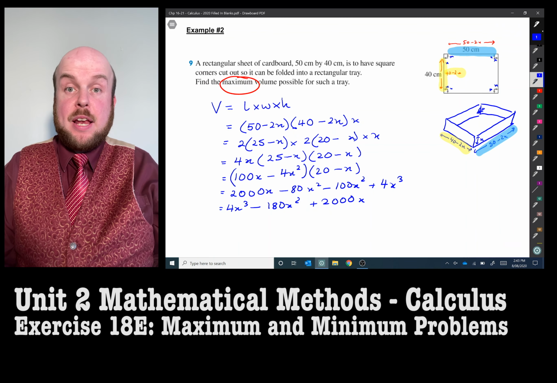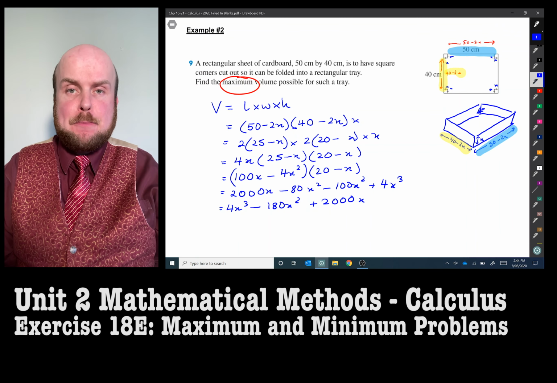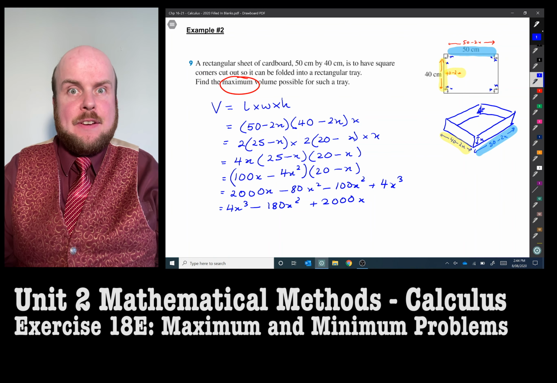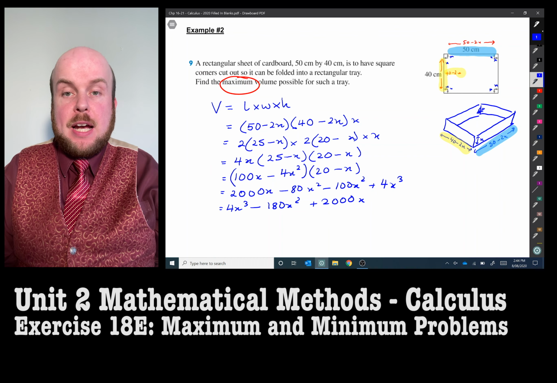So we've established a volume formula. I've also expanded the brackets, for that will make the differentiation part much easier. To find the maximum volume, I just need to find the derivative of this, equal this to 0, and solve for x.